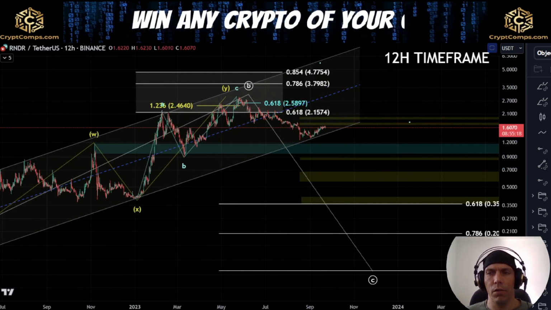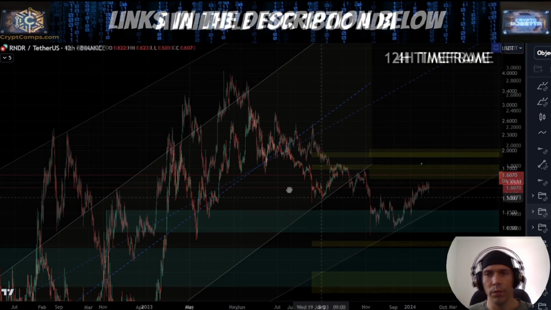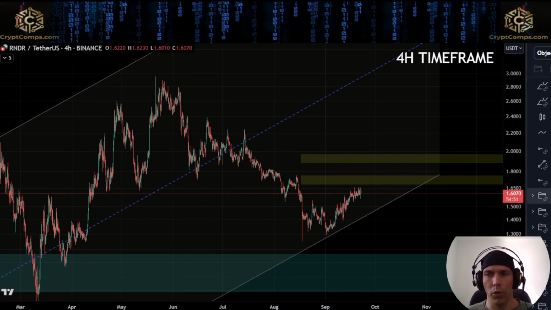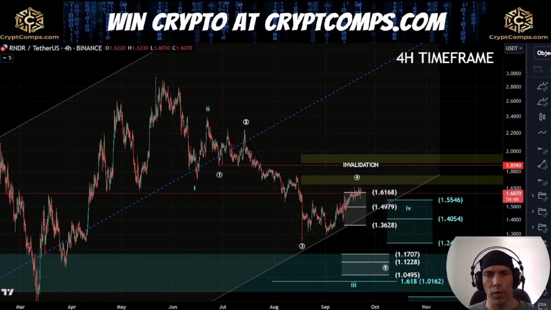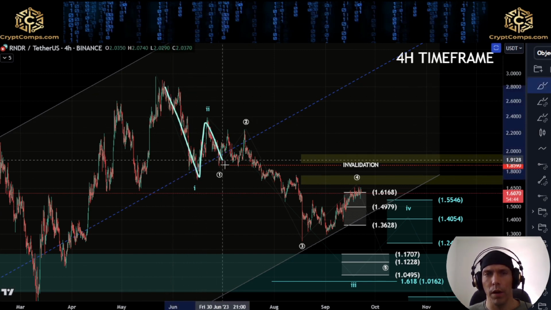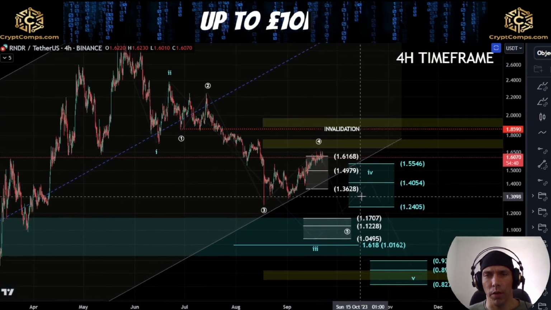Okay, so now we're going to get into the lower degree counting here and talk about a couple of the things that I'm looking at. Looking at this move to the downside, at the moment, there are 2 ways that I'm looking at it. I'm looking at this either as a bigger C wave, where what we are saying is that this move here is 1, 2. We have 1, 2, 3, 4, and 5. And then we would be looking for another 4th and a 5th.